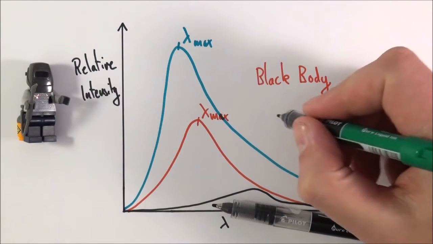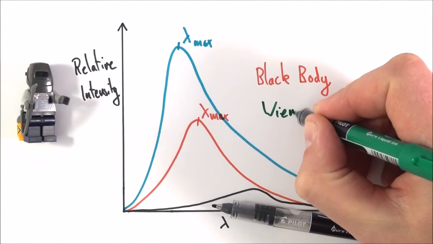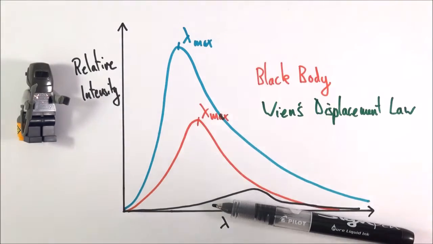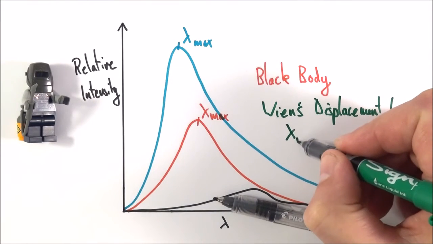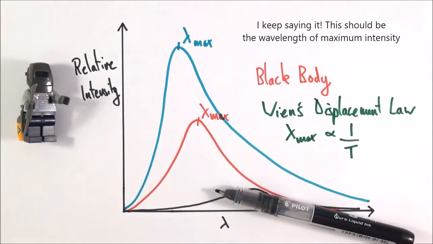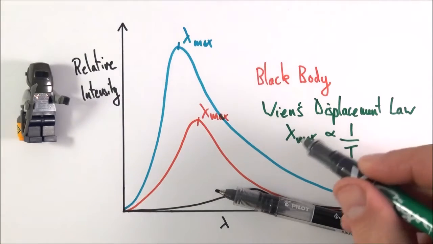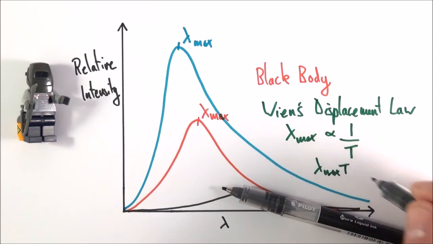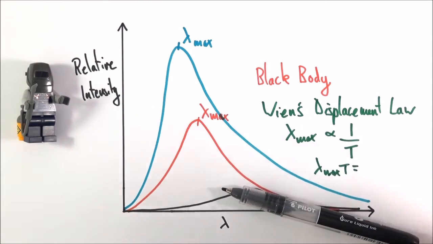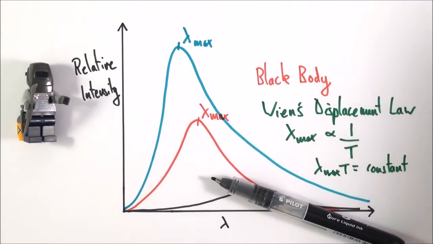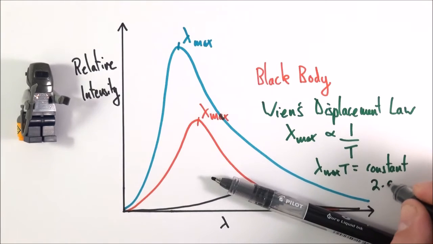Now, Wien's Displacement Law, and Wien is spelled W-I-E-N-S, so it's his displacement law, basically states that the maximum wavelength of light given off is proportional to 1 over the temperature of the black body emitting that radiation. And we can also write this by rearranging: lambda max multiplied by T is equal to a constant. The constant in this case is Wien's constant, and it has a value of 2.90 times 10 to the minus 3 meter Kelvin.